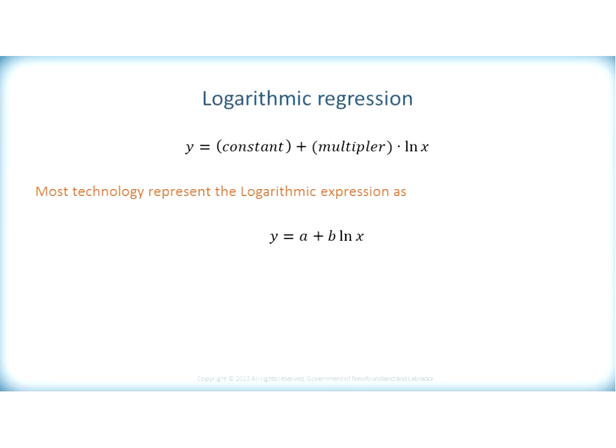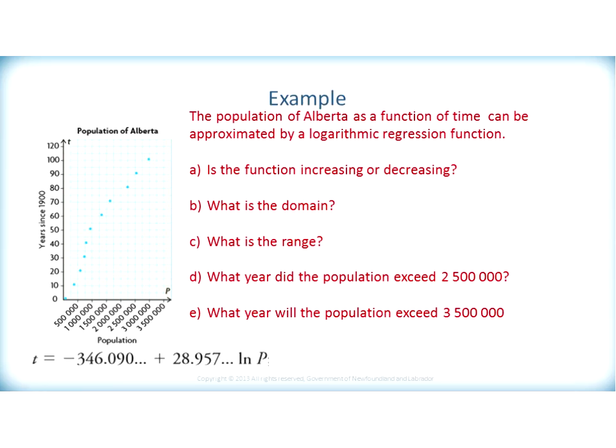So logarithmic regression is the constant plus the multiplier times ln x. Most technology will represent the logarithmic equation as a plus b log x. So when you're doing regression, this is how you will see it show up on your calculator. You'll be given an a and a b value. So let's jump right into an example.